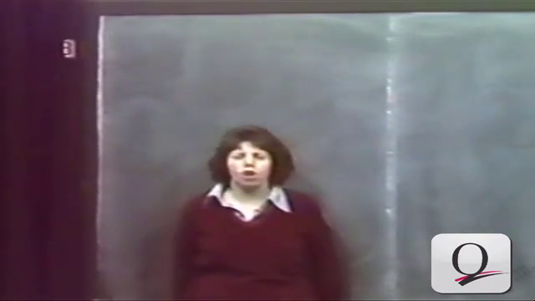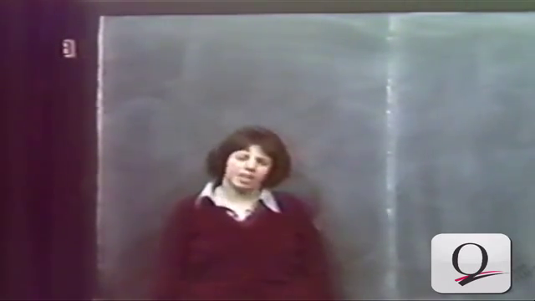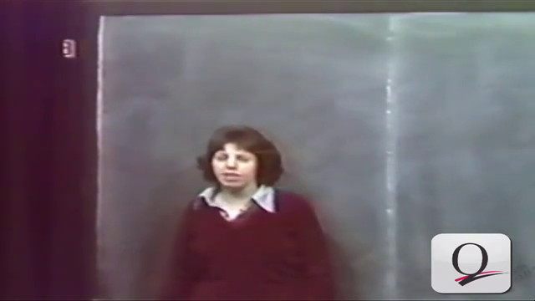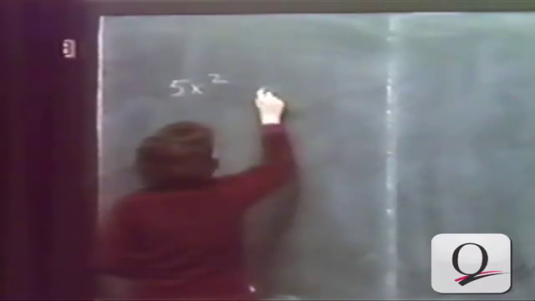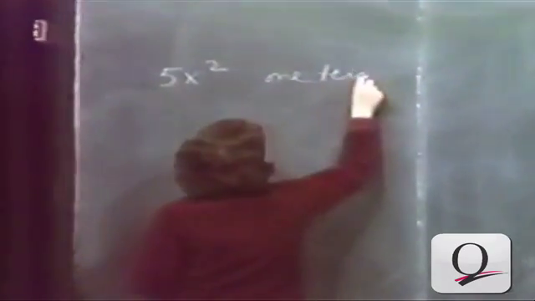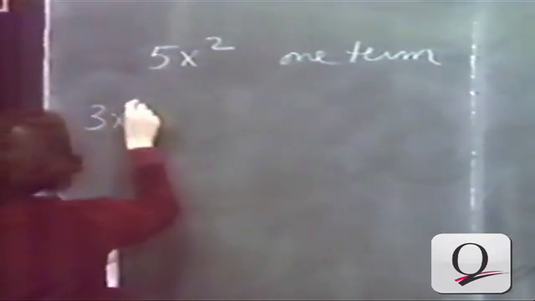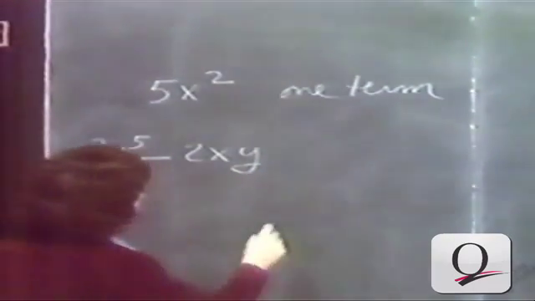An algebraic expression that can be formed by using only the operations of addition, subtraction, and multiplication on constants and variables is called a polynomial. Let me give you some examples. 5x squared is a polynomial having one term. 3x to the fifth minus 2xy is a polynomial having two terms.